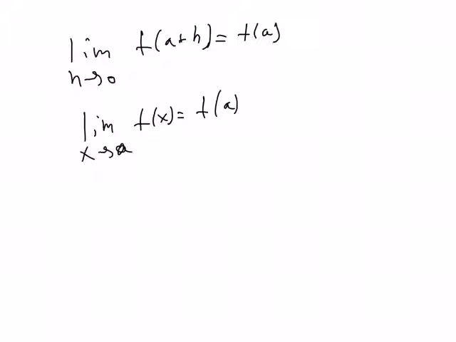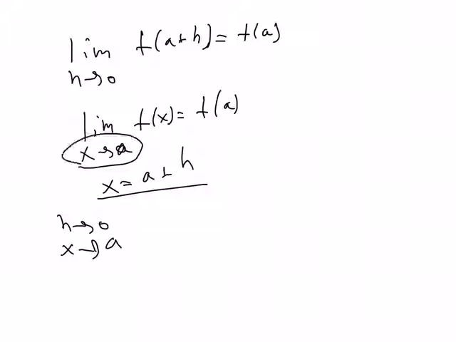We can take our x to be a plus h, where h is going to 0. In this case, if we take x to be a plus h where h is going to 0, we have that x is going to a. So we have this part.